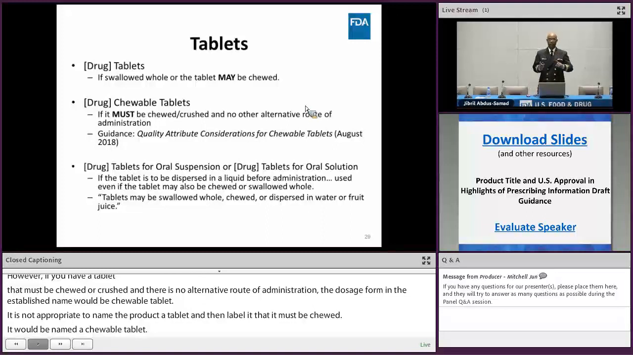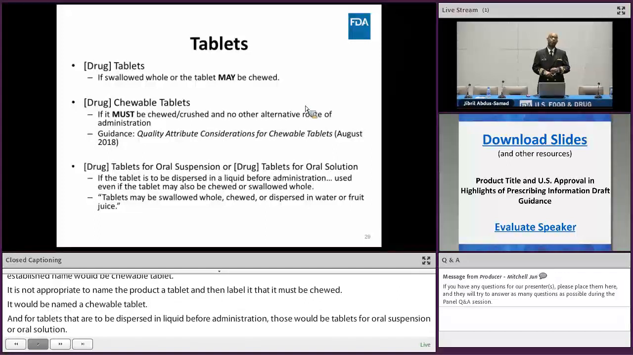The difference between the suspension and solution is that for a solution, both the active ingredient and all the excipients have to go into solution. So if just the active goes into solution and the excipients are still suspended, it still would be called for oral suspension, tablet for oral suspension.